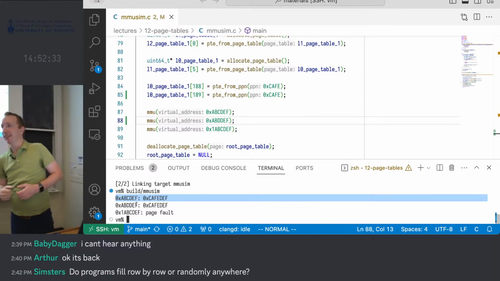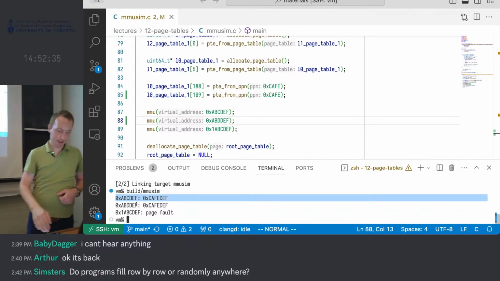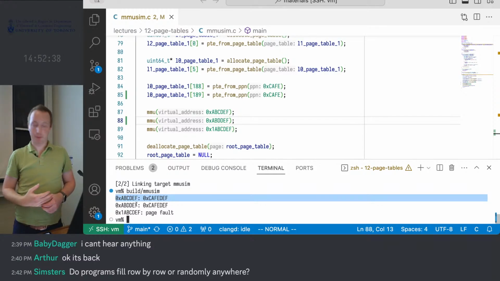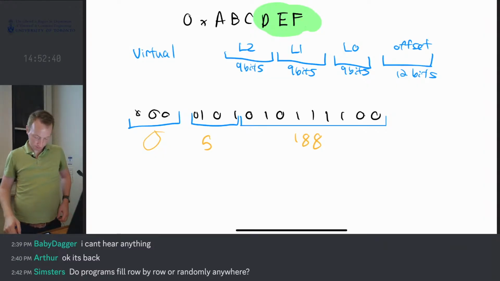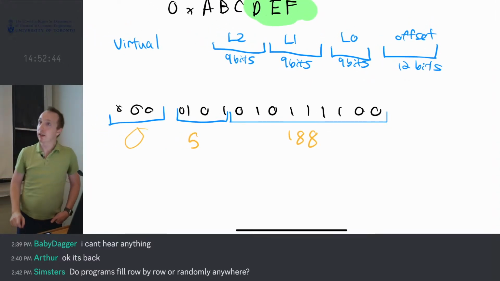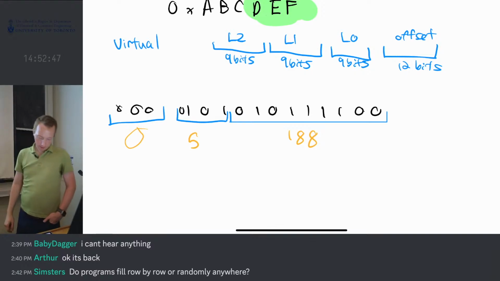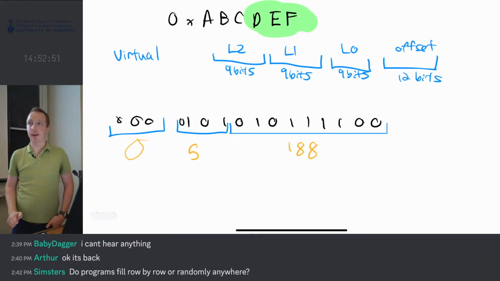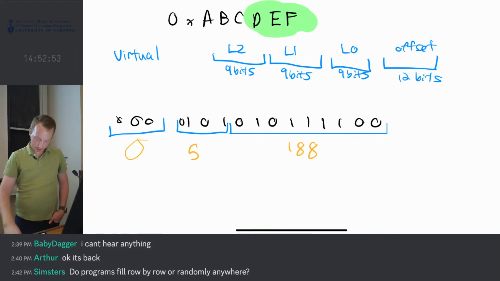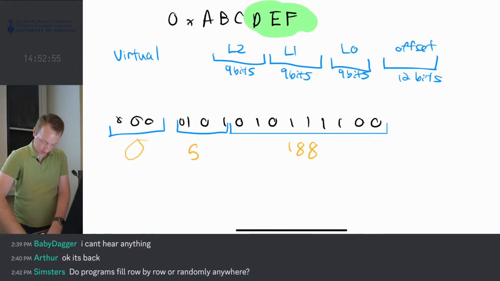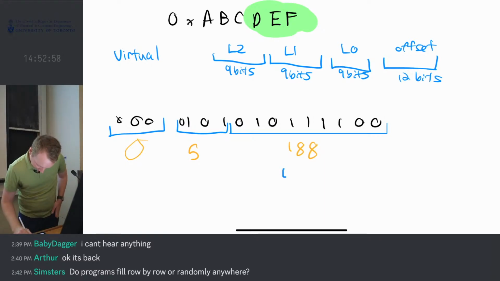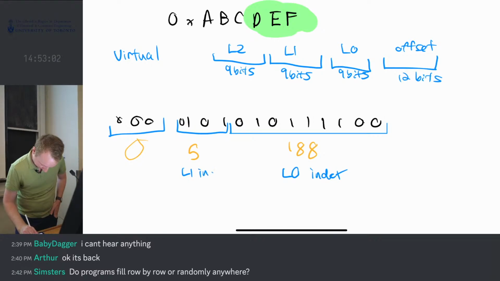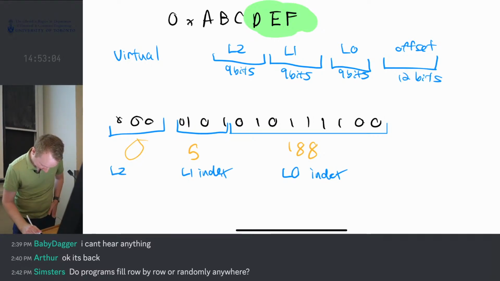Yeah. Can we go over the last bit of the example where, after we grouped the ABC into lines? So what is the 5? The 5 is the index at L1. So if I just go backwards, this is my L0 index. This is my L1 index, and this is my L2 index.